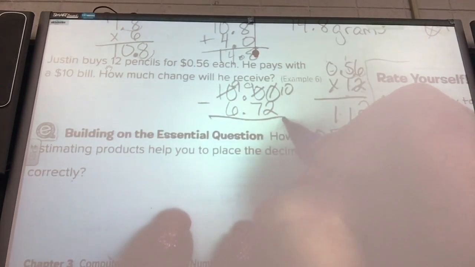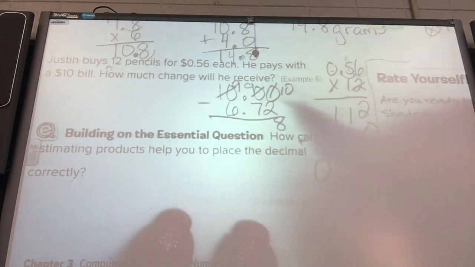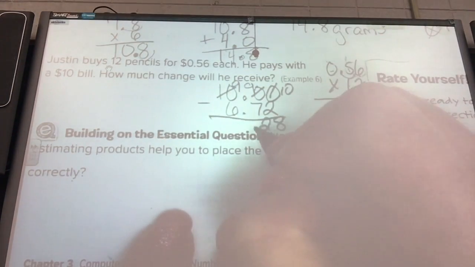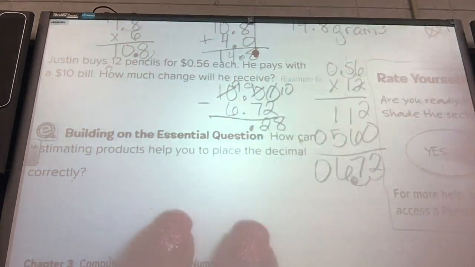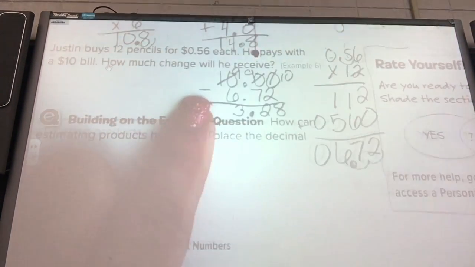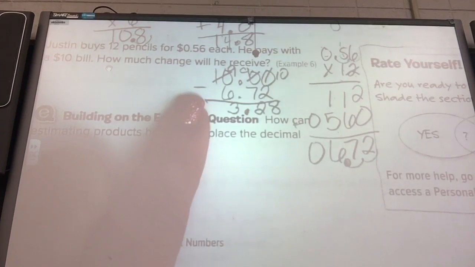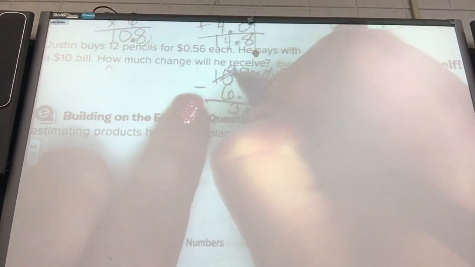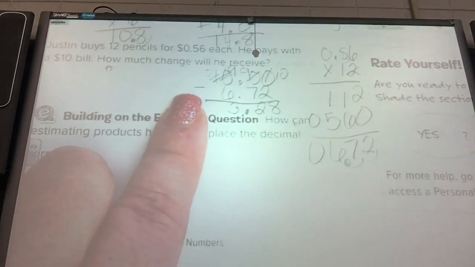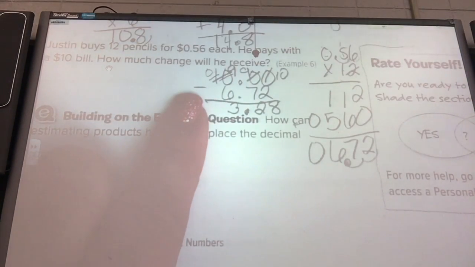10 minus 2 is 8. 9 minus 7 is, good, 2. Bring down your decimal. 9 minus 6 is 3. If it confused you that I crossed out that entire 10 and made it a 9, you could have crossed out the 0 and made it a 9, and then this would have just been nothing. So it would have been the same answer. Just so you know, that's why I crossed out the whole 10.